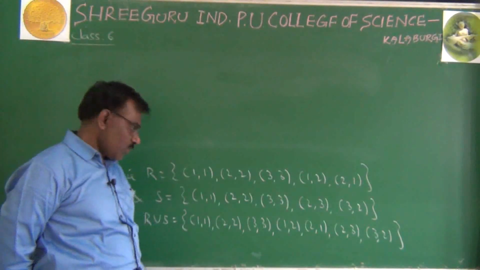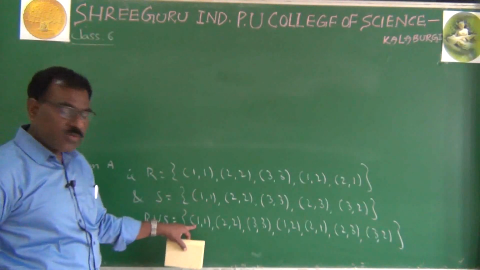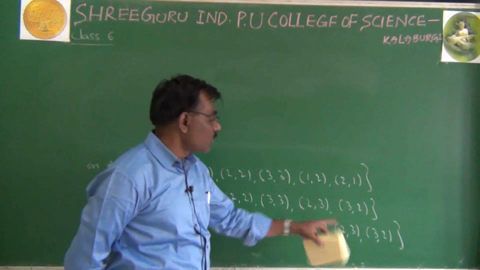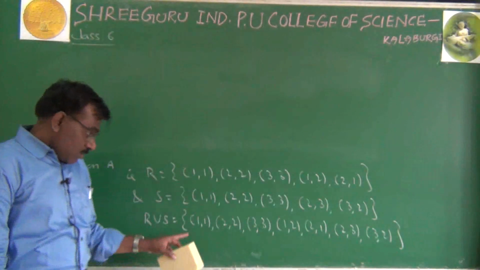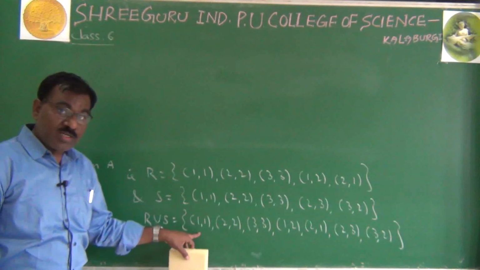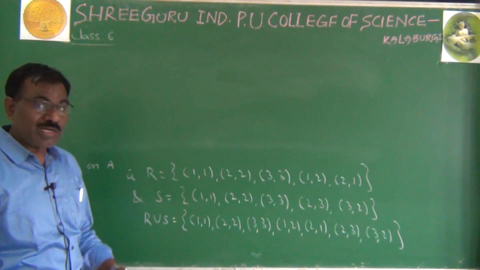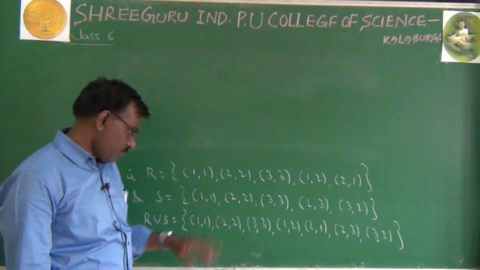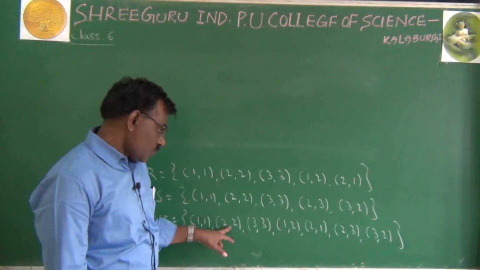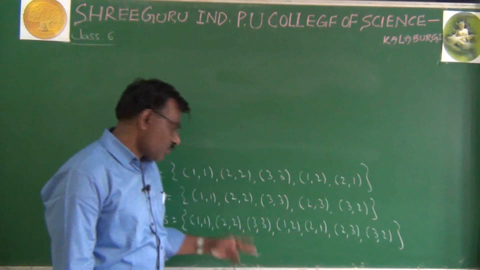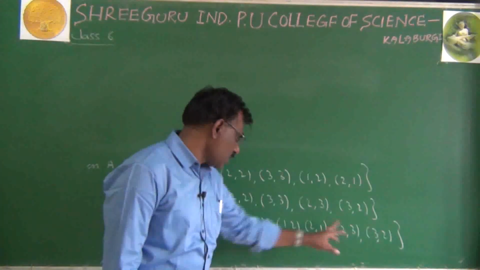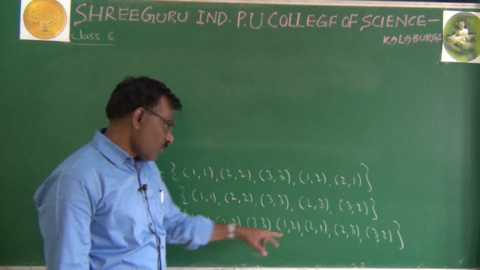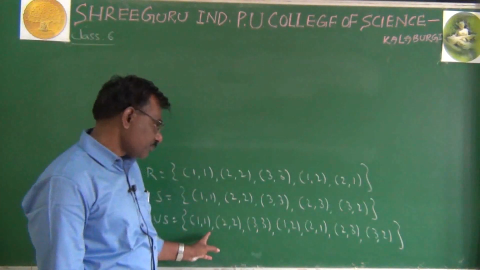This is reflexive. Symmetric, you check: reverse of (1,1) is (1,1), (2,2), (3,3), (1,2) and (2,1), (2,3) and (3,2). This is symmetric also. Reflexive is satisfied, symmetric is satisfied. Now check whether transitive is satisfied: (1,1), (1,2) gives (1,2), which is there; (2,2), (2,1) gives (2,1), there; (2,2), (2,3) gives (2,3), there; (3,3), (3,2) gives (3,2), there; (1,2), (2,1) gives (1,1), there.